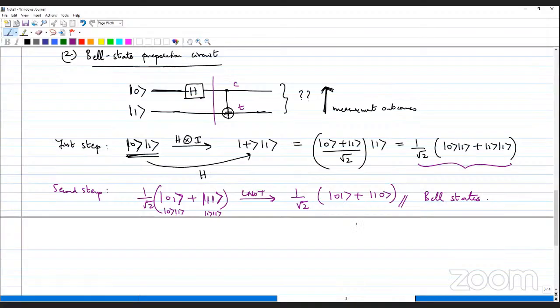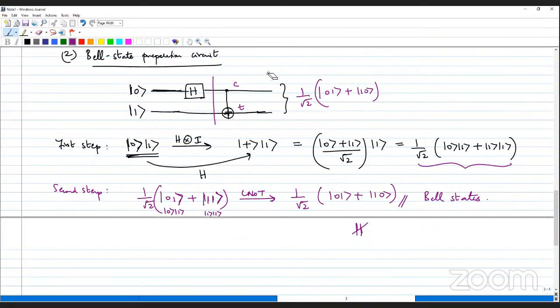The point is that such a state cannot be expressed separately. The output of this circuit can only be represented jointly, right? It's a joint state of these 2 qubits. You cannot represent the output of the circuit as some state phi 1 here and some state phi 2 here. You cannot separate it out into a state of the first register, tensor a state of the second register. So this cannot happen. Okay, this is why this is a Bell state.